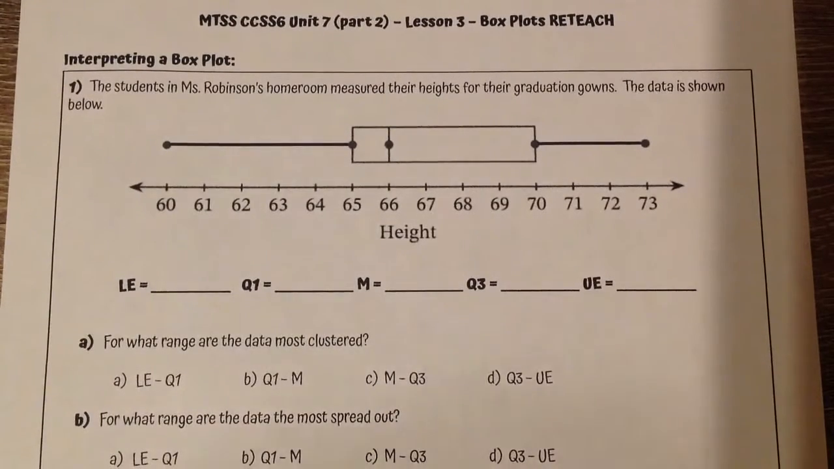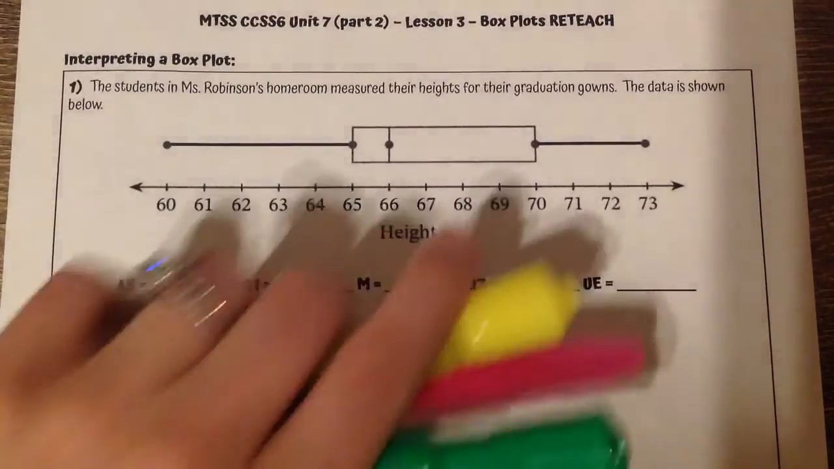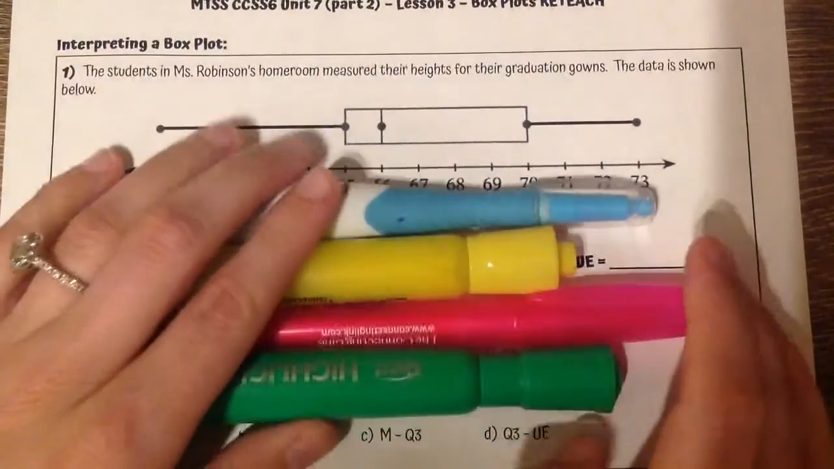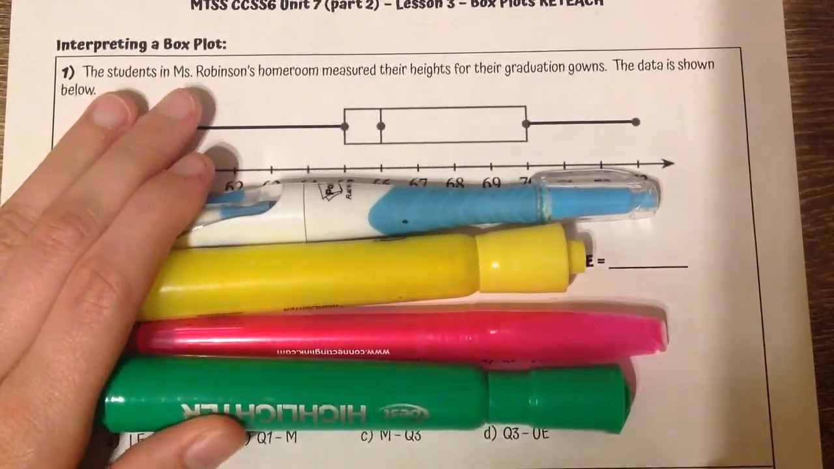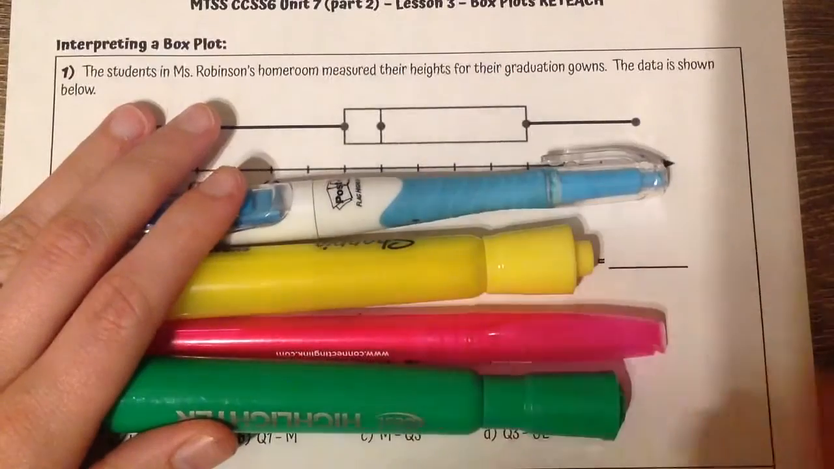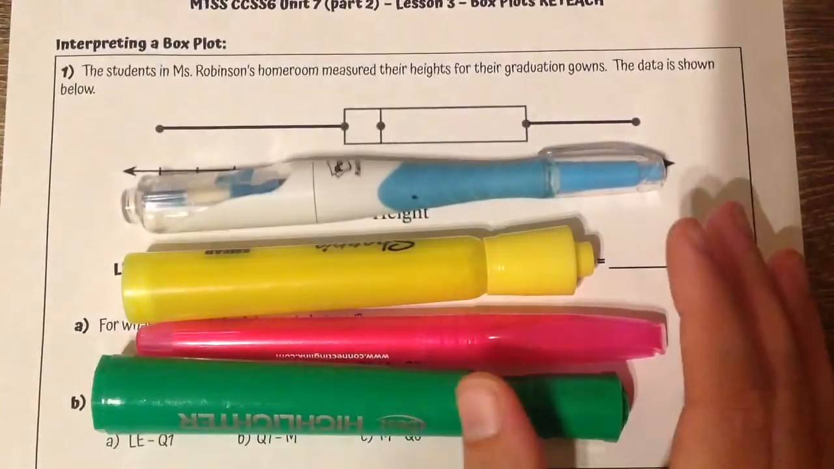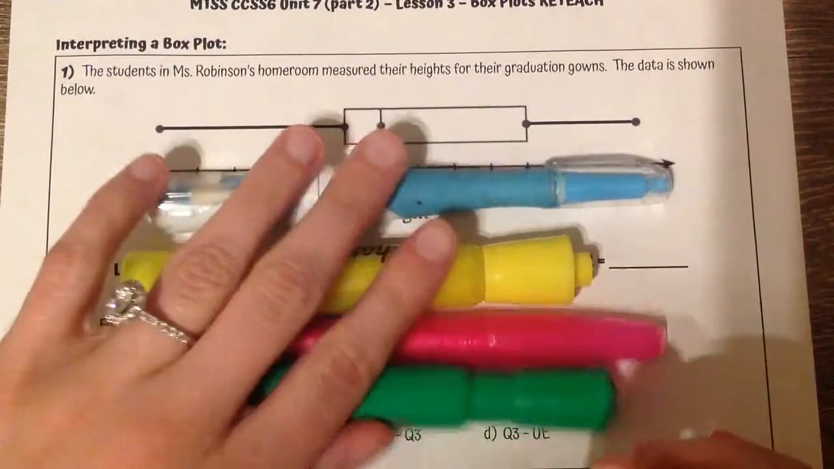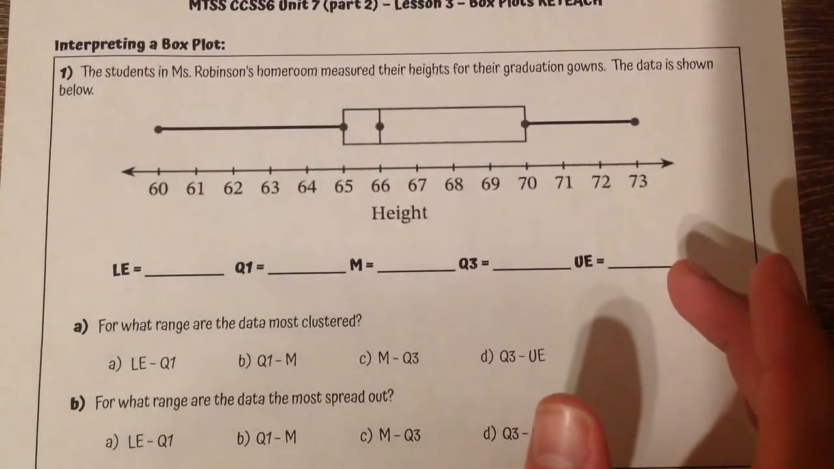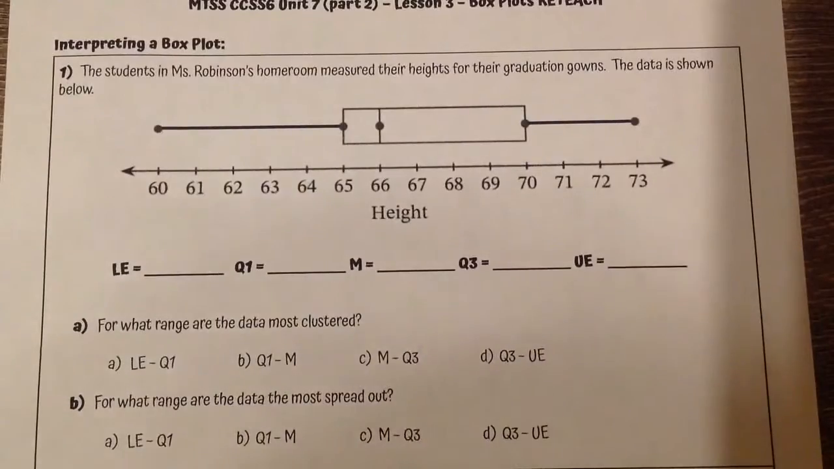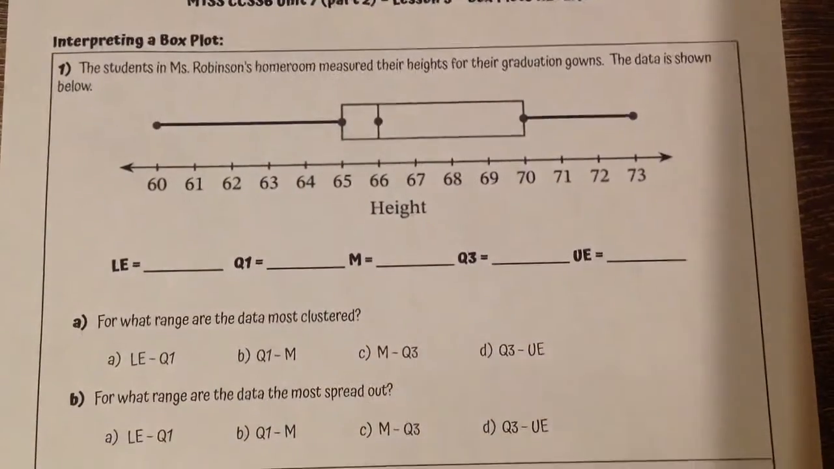For today's reteach, we are going to be looking at box plots, and what we are going to be using to help identify the different parts of the box plots are 4 different colored highlighters. If you have those, that'd be great. If not, markers, colored pencils, crayons, something that you can use that are 4 different colors, and I would get that out now if you have it. So let's look at the box plots.